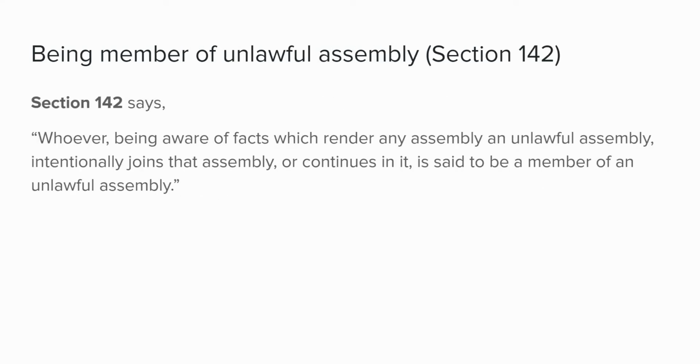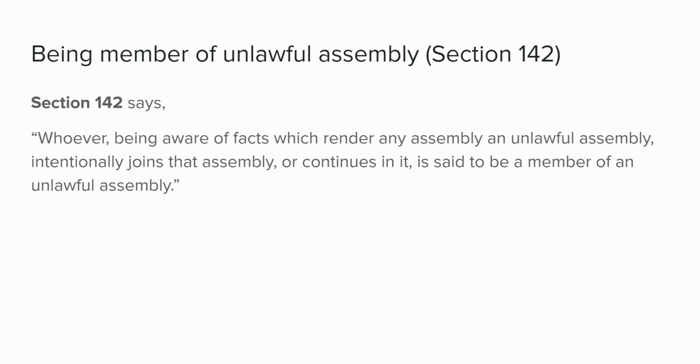Now we will come to being a member of an unlawful assembly. Who is the member of any unlawful assembly? Section 142 says, whoever, being aware of facts which render any assembly an unlawful assembly, intentionally joins that assembly or continues in it, is said to be a member of an unlawful assembly.